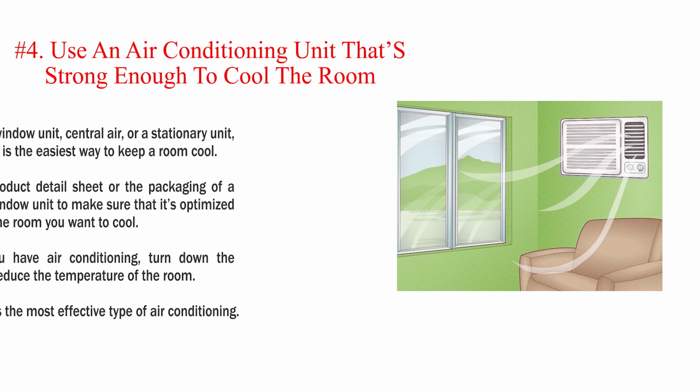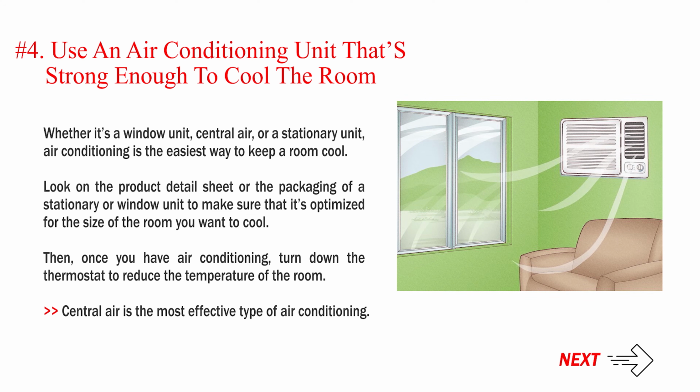Number 4. Use an air conditioning unit that's strong enough to cool the room. Whether it's a window unit, central air, or a stationary unit, air conditioning is the easiest way to keep a room cool. Look on the product detail sheet or the packaging of a stationary or window unit, to make sure that it's optimized for the size of the room you want to cool. Then, once you have air conditioning, turn down the thermostat to reduce the temperature of the room.